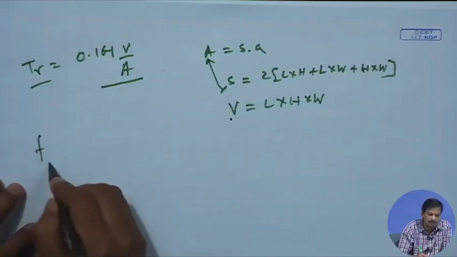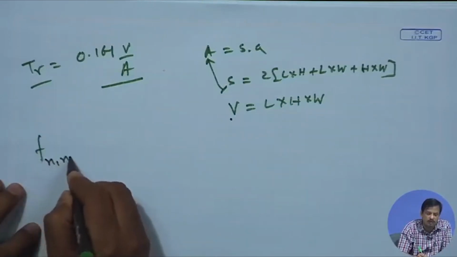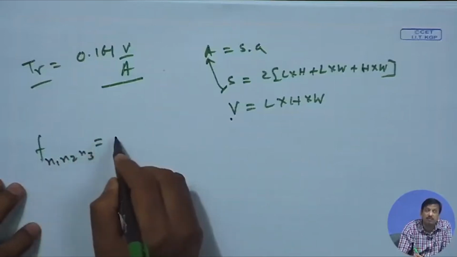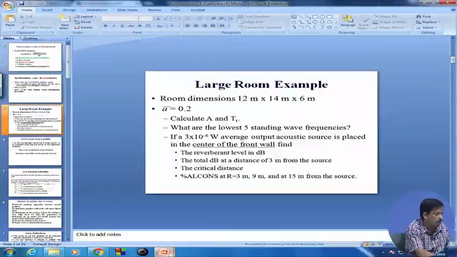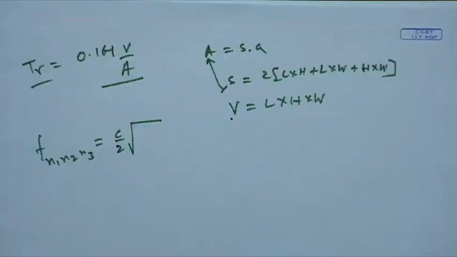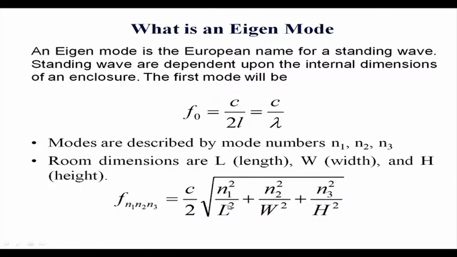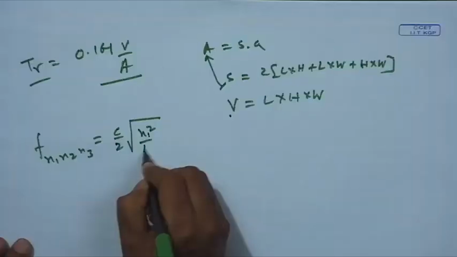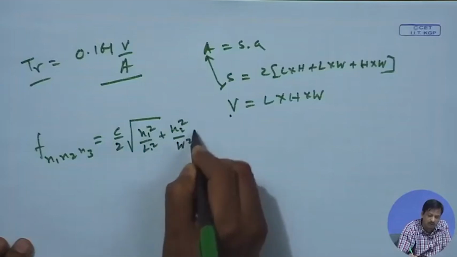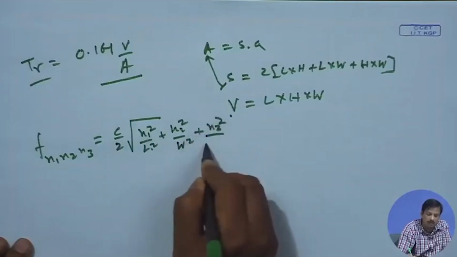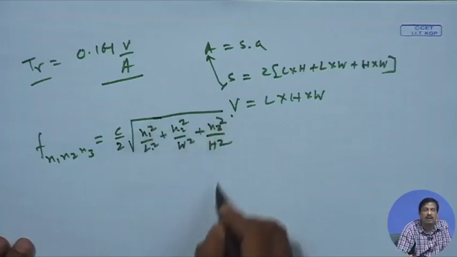What I said, f n1, n2, n3, is nothing but, what is the formula? c by 2 root over of... I told you the formula in the last lecture. The formula is c by 2 root over of n1 square by L square plus n2 square by W square plus n3 square by H square. So, length, width and height.